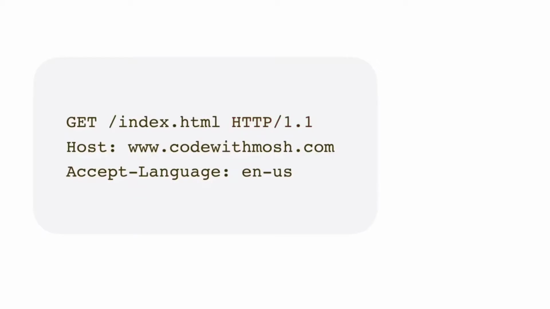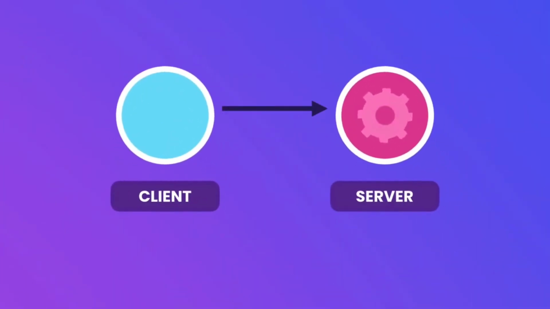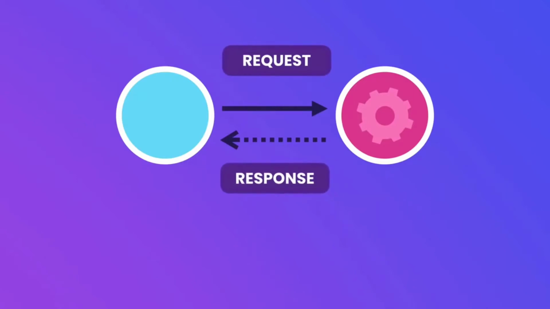On the second line, we can see the host, that is codewithmosh.com. And on the third line, we can see the language that the client can accept, in this case, English. Now, don't worry about memorizing any of this. All I want you to understand here is that this message is structured based on the HTTP protocol that clients and servers understand. So the server receives this message, it figures out what the client is asking, and then it will send a message back to the client. The first message is called an HTTP request, and the second message is called an HTTP response. Every data exchange using the HTTP protocol involves two messages, a request and a response.